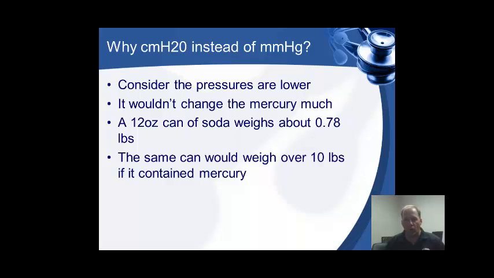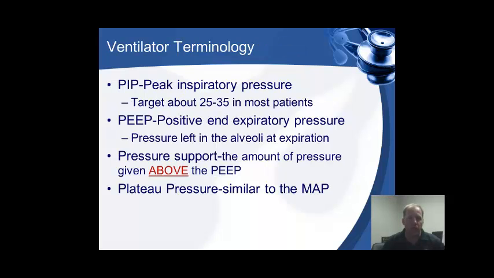If you had it full of water, you're talking about less than a pound, and if you put mercury in that same can, it's going to weigh over 10 pounds. That's a dramatic difference. Since we're talking about ventilation pressures, these are fairly low pressures. We just use centimeters of water, and that gives us a nice range so that we can measure these lower pressures a lot more effectively.